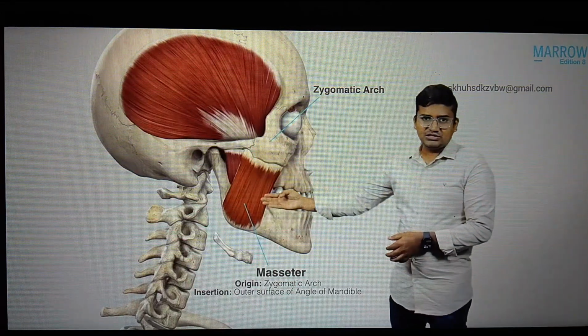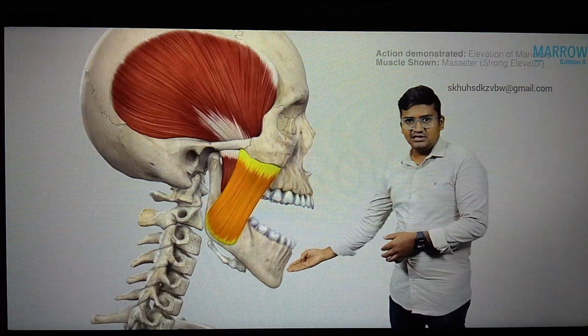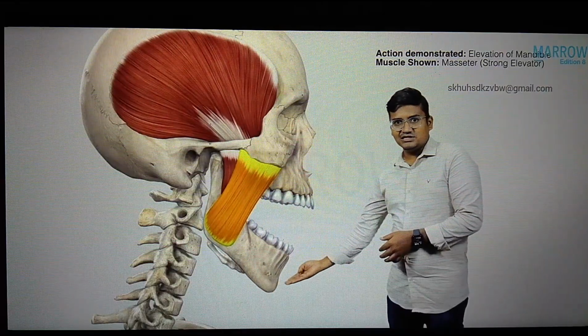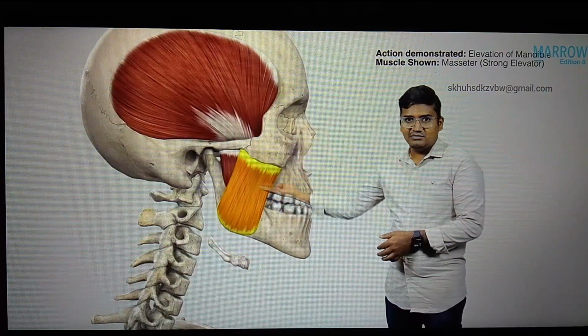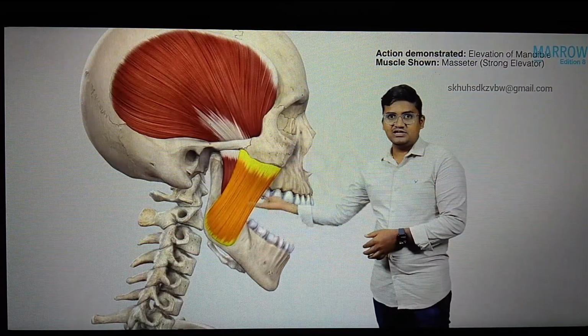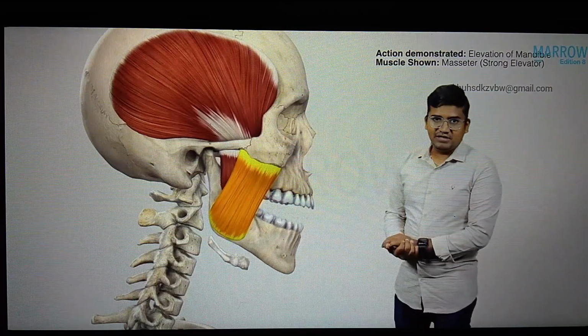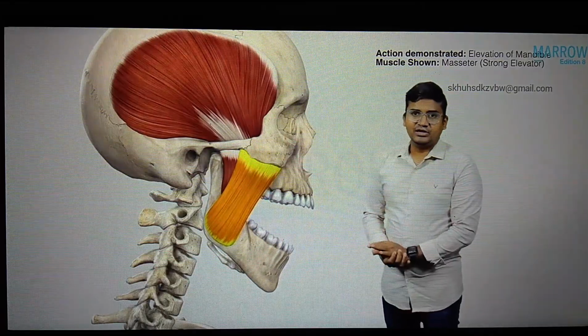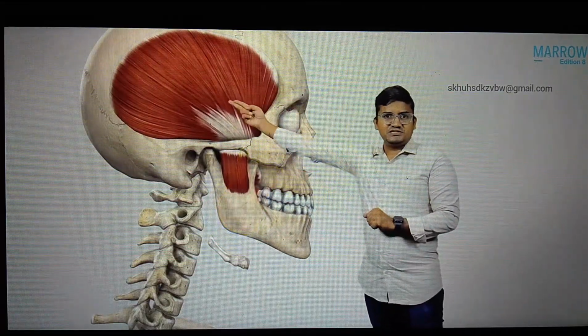Now what is the action of the masseter muscle? See here, the masseter muscle is an elevator. It is elevating the mandible. The elevation of the mandible is the main action of the masseter muscle. Strong elevator.